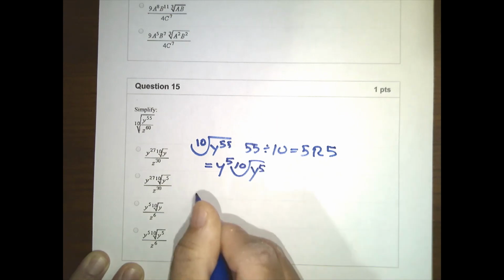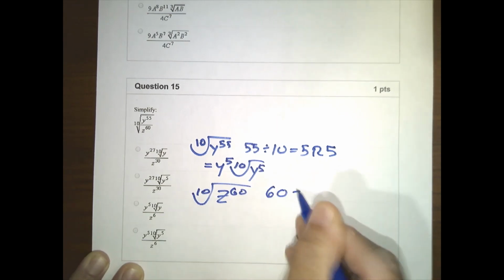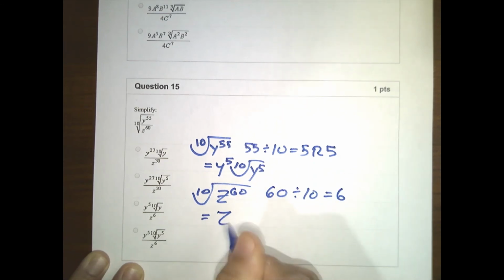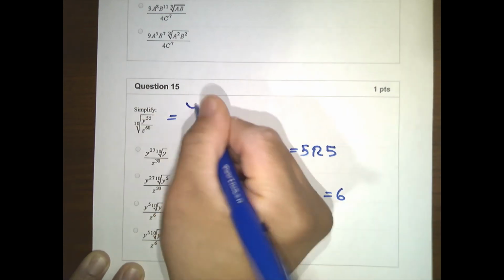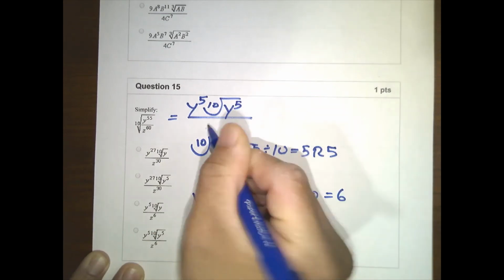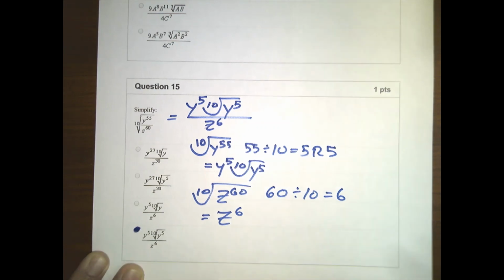And then the 10th root of z to the 60th. Well, 60 divided by 10 is going to be 6. So we have z to the 6th. So we have a grand total here of y to the 5th, 10th root of y to the 5th, all over z to the 6th. And we see that is the last choice right here.